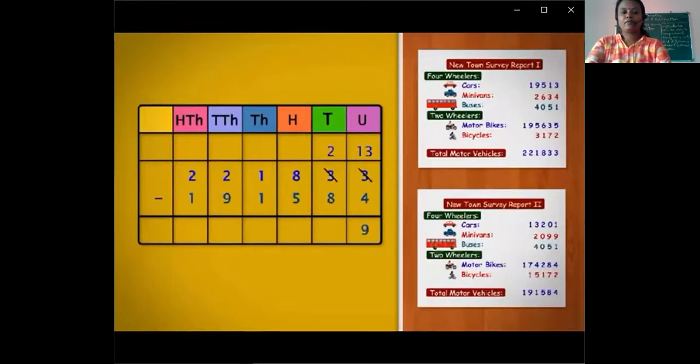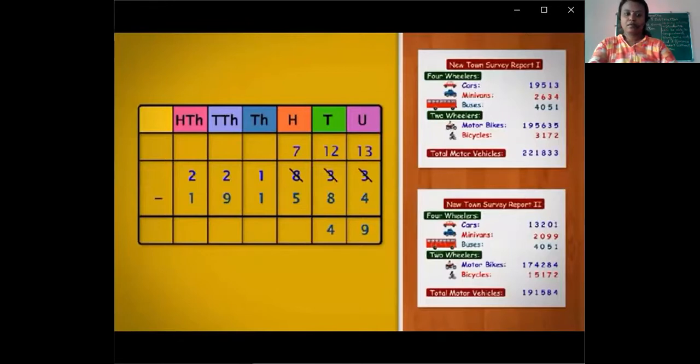Next, we subtract the tens. Since 2 is less than 8, we must borrow from the hundreds. Borrowing 100 leaves 7 in the hundreds column. The borrowed 100 gets regrouped to 10 tens. So, there are now 10 plus 2 equals 12 tens. 12 minus 8 equals 4.